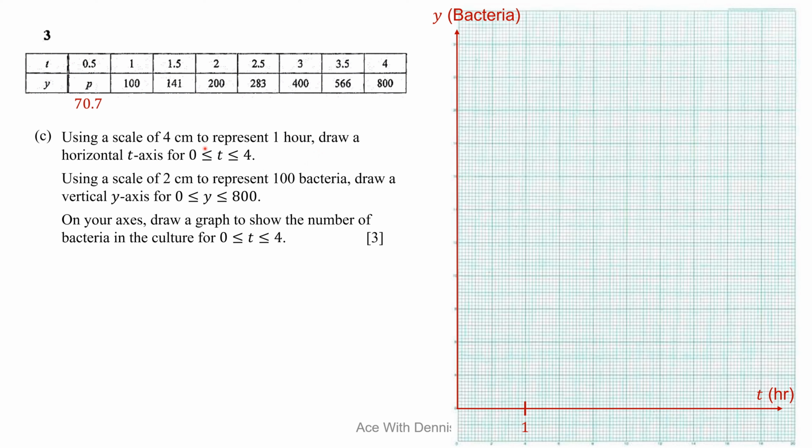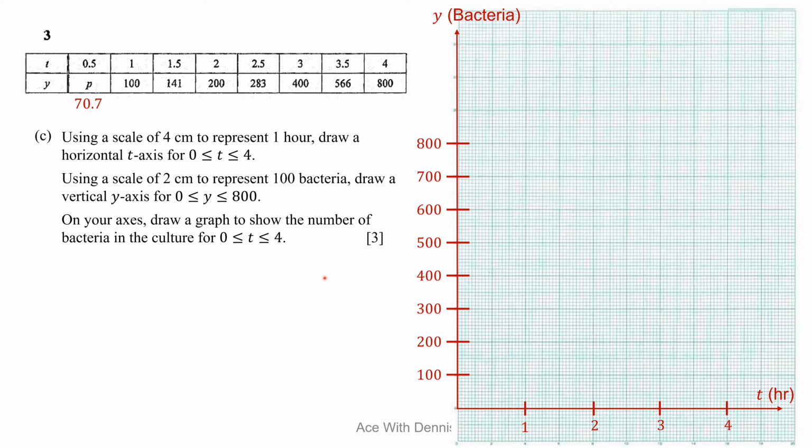Right, so for the x-axis, 4 cm is to 1 hour, so this is the first marking, second marking, third marking, and the fourth marking. So the range is from 0 to 4, so we stop here. Similarly, for the y-axis, 2 cm is 100, and the range is from 0 to 800. Right, so this will be the scale marking here. And now we can start to plot the graph.